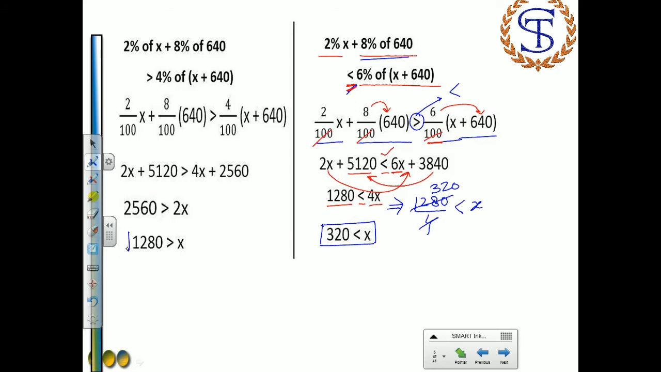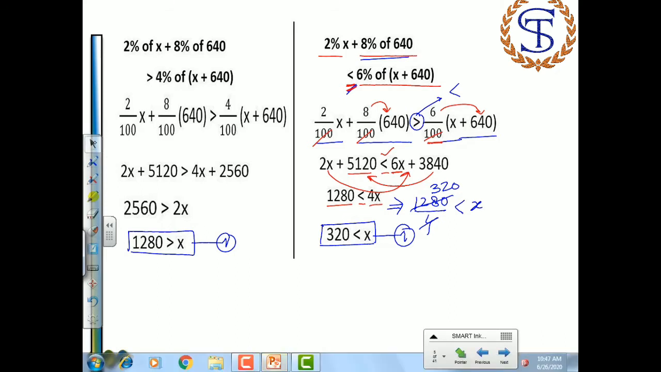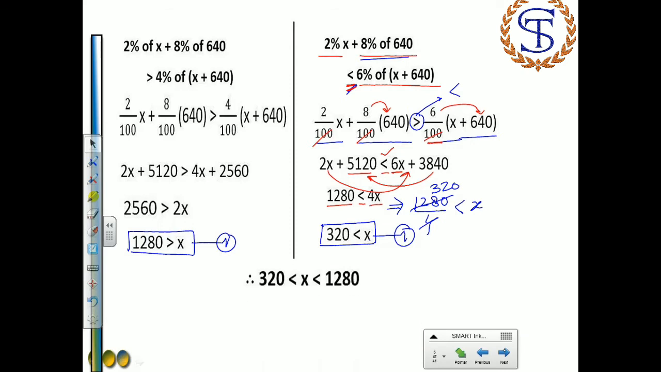Now we have the two values. Number one, from the first equation, x is less than 1280, and from the second equation, the values of x are greater than 320. By combining these two equations 1 and 2, we will get this: x is greater than 320 and x is less than 1280. So combining 1 and 2, we have this solution set of x.